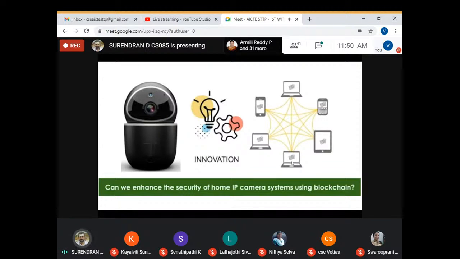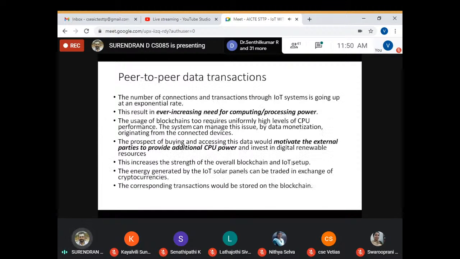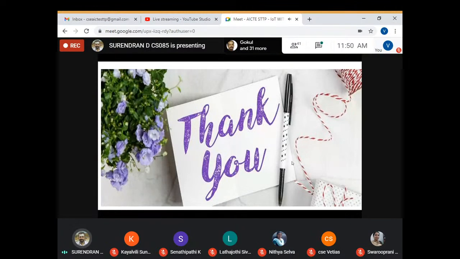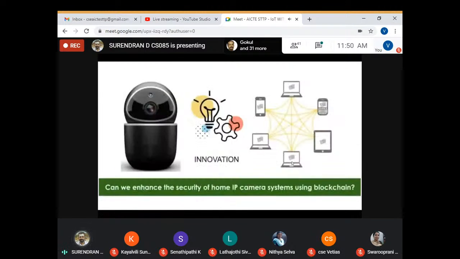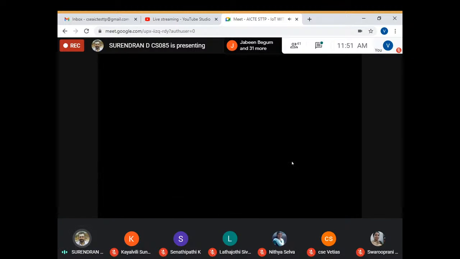So, can we enhance the security of home IP camera systems using blockchain? This is one thing, right? Greater assurance, trustless messaging and smart contracts. Now, here is a brief introduction about blockchain and IoT integration, and the possibilities. There is nothing rocket science about integrating IoT and blockchain.